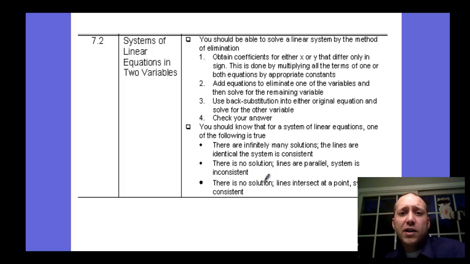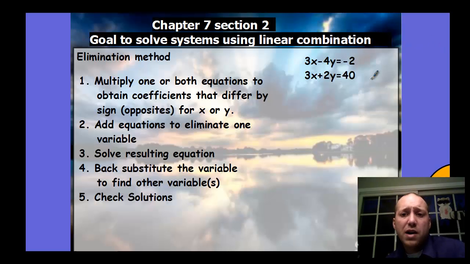Precalc, Chapter 7, Section 2. So we're going to solve systems of equations. Instead of using substitution, we're going to use the elimination method, which is also sometimes called the linear combination. It's the same thing. Basically, you're just adding or subtracting the equations to solve. So again, this is a review of Algebra 2, really.